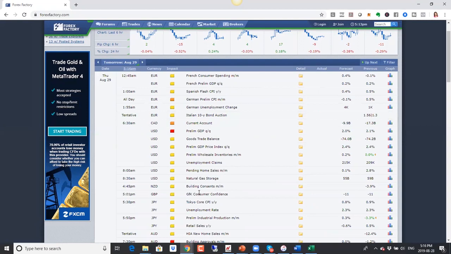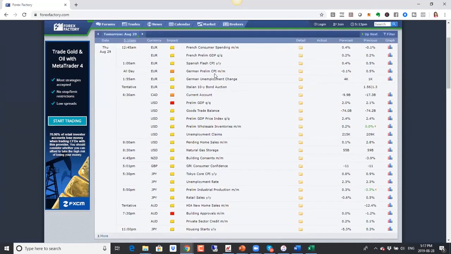We have a ton of data coming out on Thursday. CPI numbers out of the Eurozone. We have a preliminary GDP number for the US, and we have current account, which is like our trade balance number for Canada. So these will be important numbers, but nothing that is critical in terms of the data, but there is a ton of it.